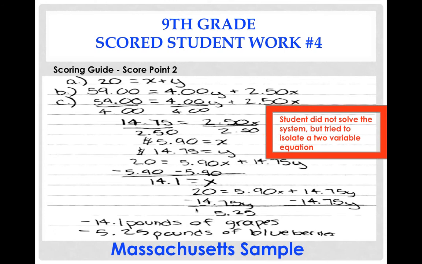Now, we look at their answer choice for C, when they actually have to use those previous equations to figure out the number of pounds for grapes and blueberries. We see that the student has 59 is equal to 4y plus 250x. What they are trying to do is solve for one of the variables in the two-variable equations, but they are not understanding that with the 59 and the 4y, you're not going to divide immediately that way. And so, of course, their answer is going to be off.